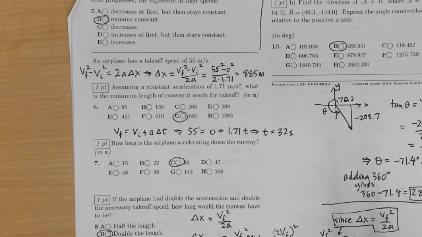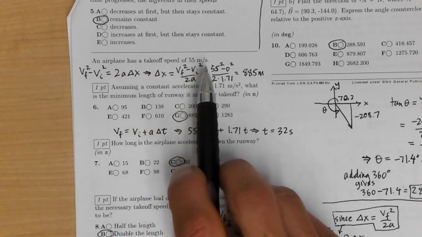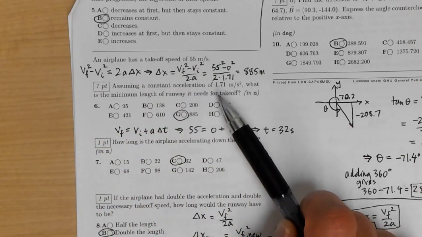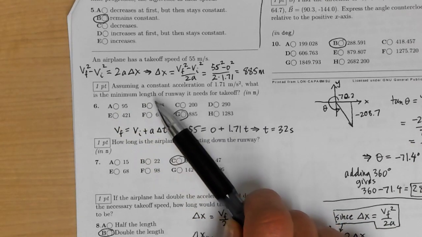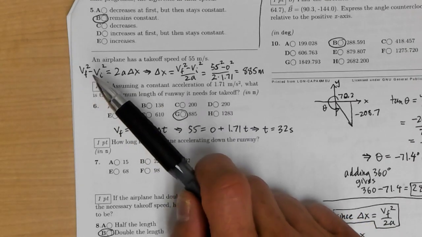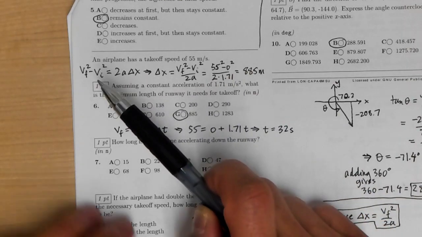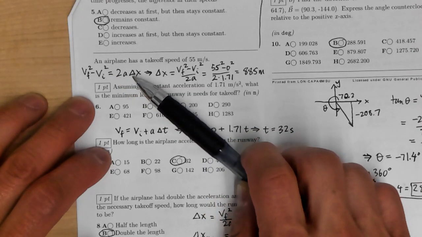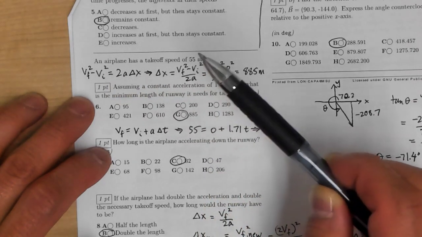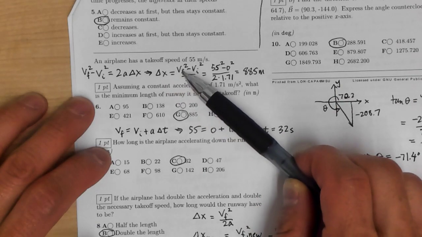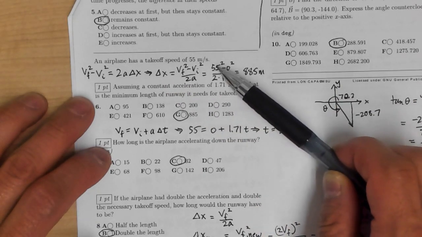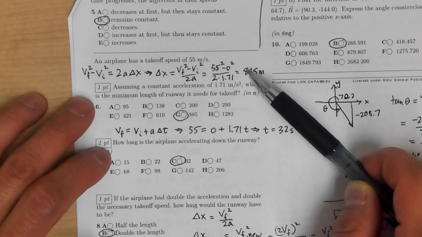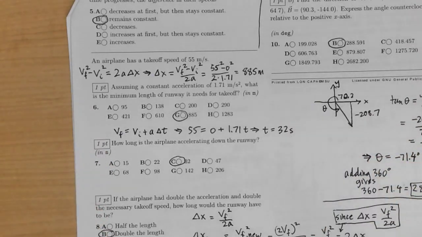Next problem. An airplane has a takeoff speed of 55 meters per second. Assuming constant acceleration of 1.71 meters per second squared, what is the minimum length of runway it needs for takeoff? We don't have any delta t in this problem, so a good equation to use is v final squared minus v initial squared equals 2a delta x. So delta x is v final squared minus v initial squared over 2a. It's 55 squared minus 0 squared divided by 2a, where a is 1.71, and we get 885 meters.